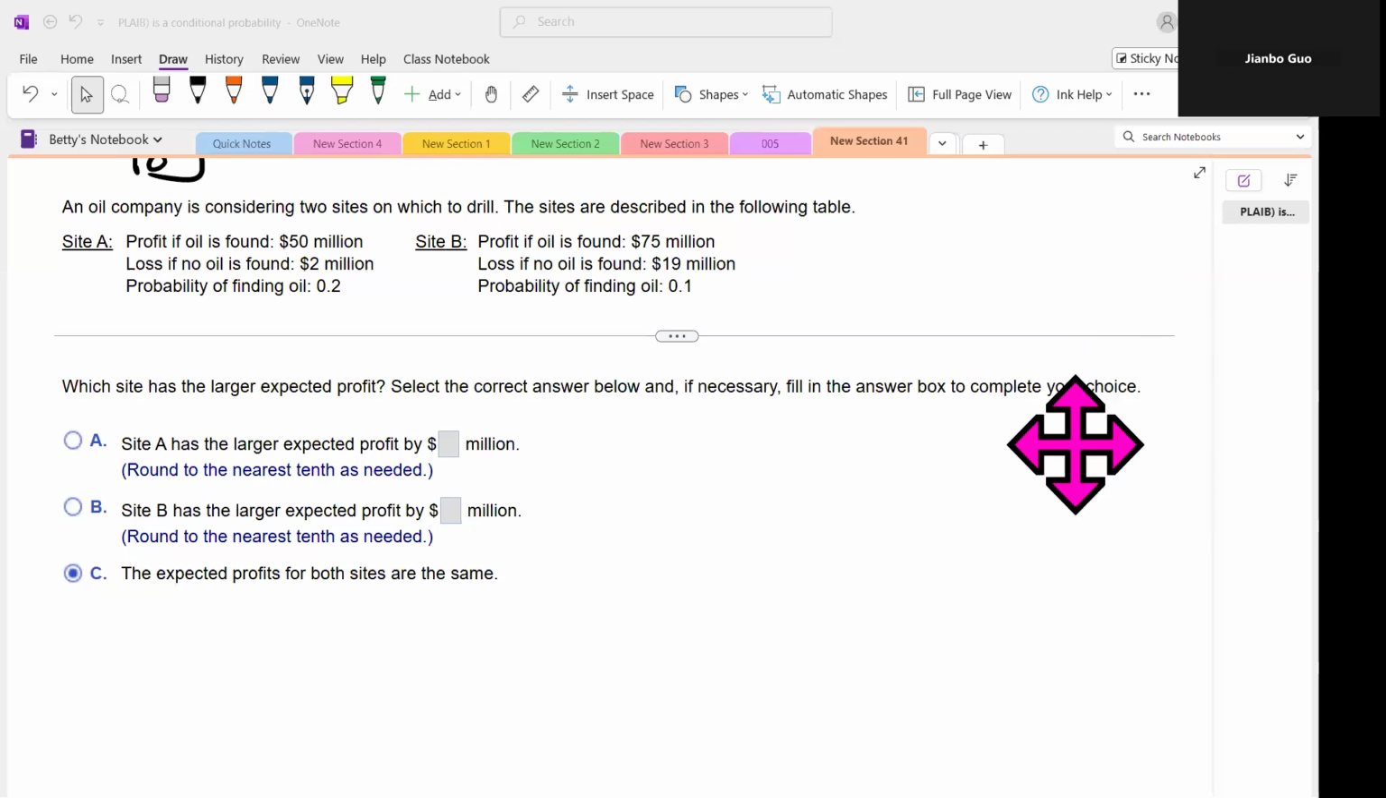Hello class, in this video we are going to learn how to find expected values. Let's take a look at this problem. An oil company is considering two sites on which to drill. The sites are described in the following table. This is the information about site A and this is information about site B. And we need to determine which site has the larger expected profit. Select the correct answer below, and if necessary, fill in the answer box to complete your answer.